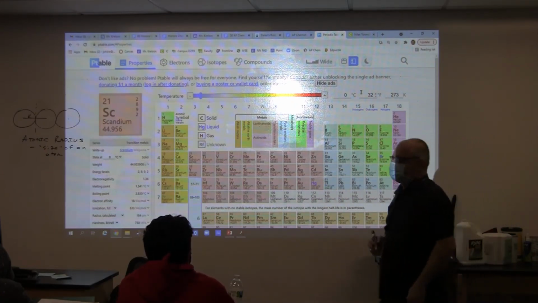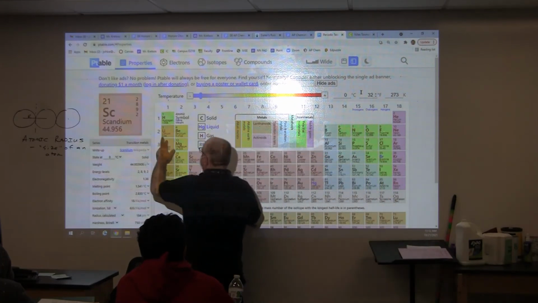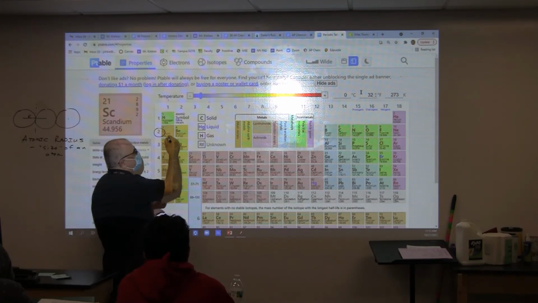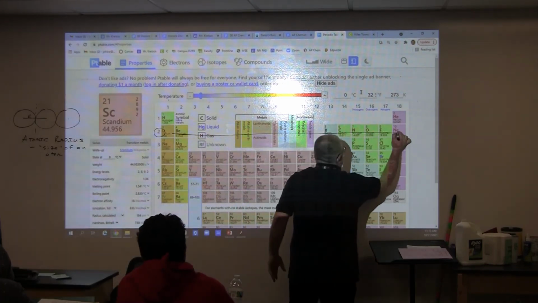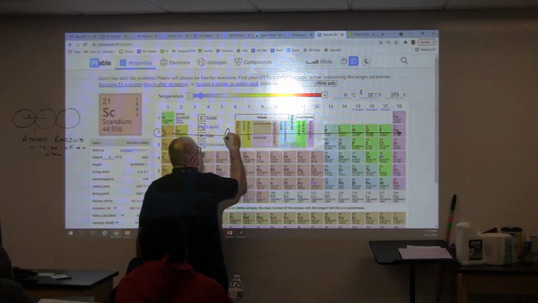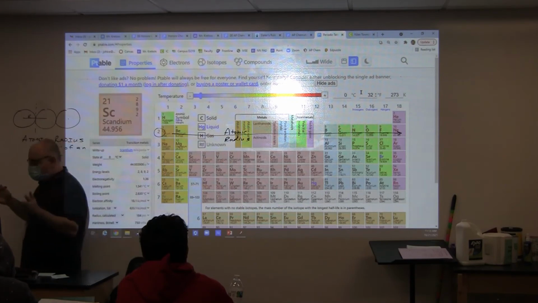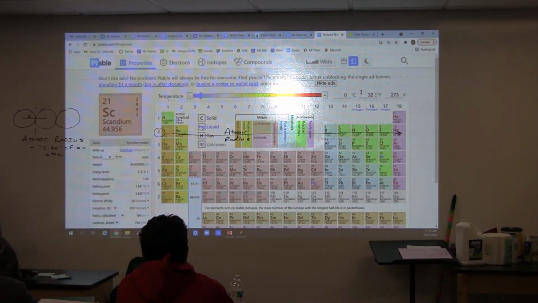Here's my question. If I picked any row, let's take the second period, the second row, and I asked you, what do you think the size of the atoms does as you go left to right? Do they get bigger or do they get smaller? That's the question. What do you think, based on what we've said so far? Bigger, I guess. Bigger. Interesting. I think smaller. Smaller.